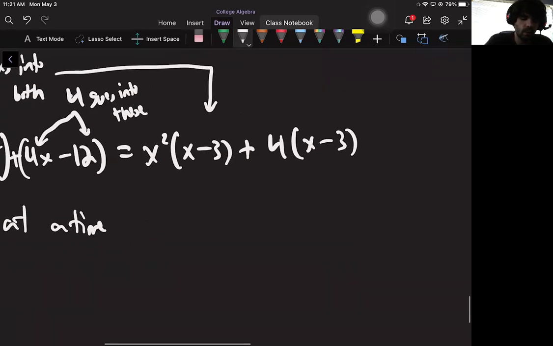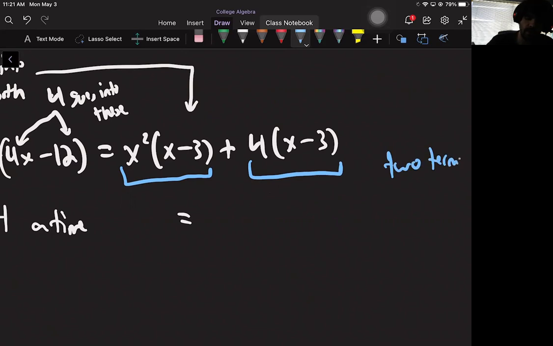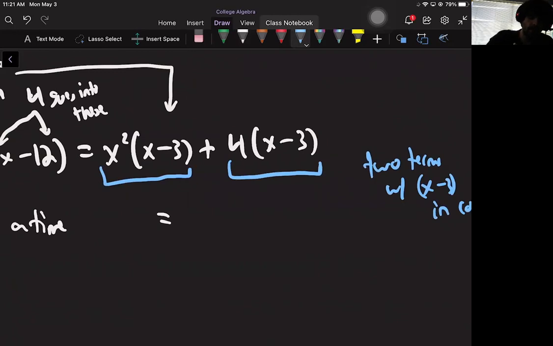And then we have a sort of very weird looking thing where now there's just two terms, and we think of them as these two strange looking terms. And what do they have in common? They have an x minus 3 in common. So actually I can factor out an x minus 3 from both of these terms. And if I take out an x minus 3, what's left from here?